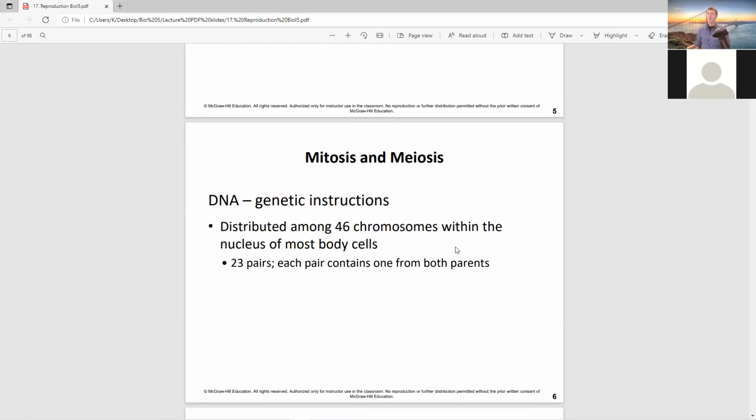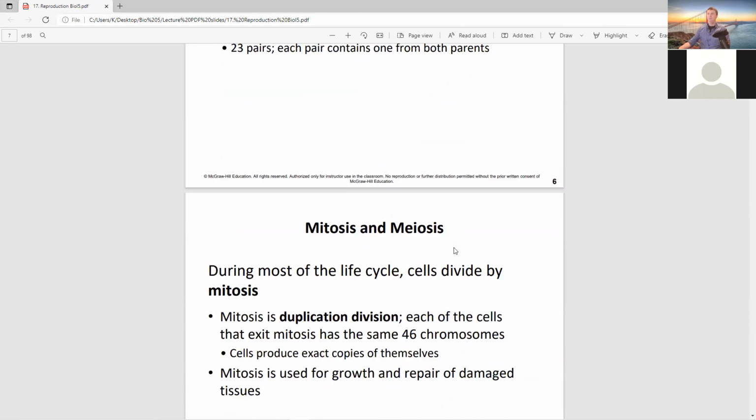So mitosis and meiosis. So remember, DNA holds all the genetic instructions, and this is distributed among 46 chromosomes within the nucleus of most body cells. So there's 23 pairs. Each pair contains one from both parents.